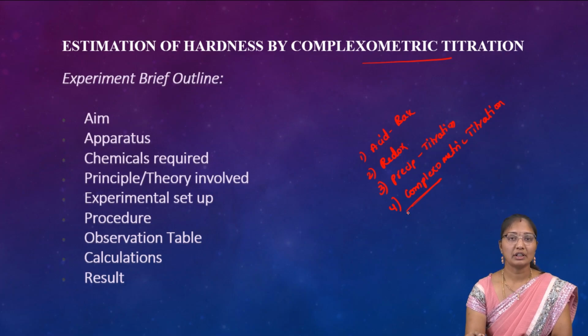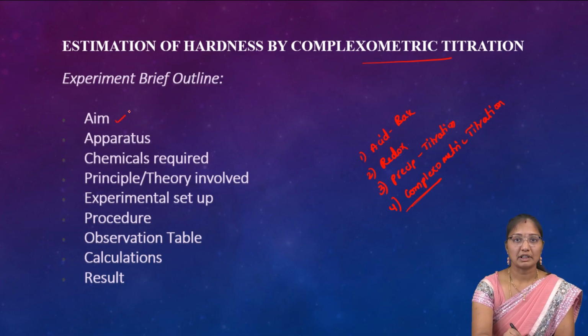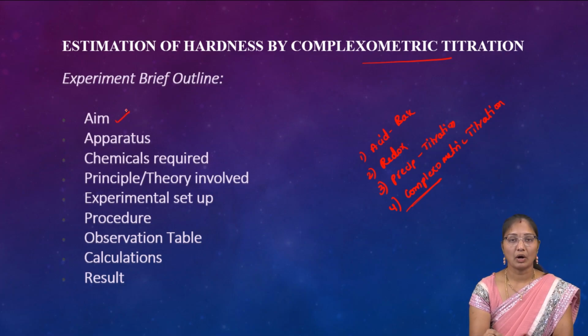Here we are going to see in detail the procedure as well as the principle involved in this reaction and how we are going to find out the hardness in water. So the aim of the experiment is to measure the hardness of water in tap water as well as boiled water. The apparatus we are using are burette, conical flask, measuring cylinders and indicators, and the chemicals required.